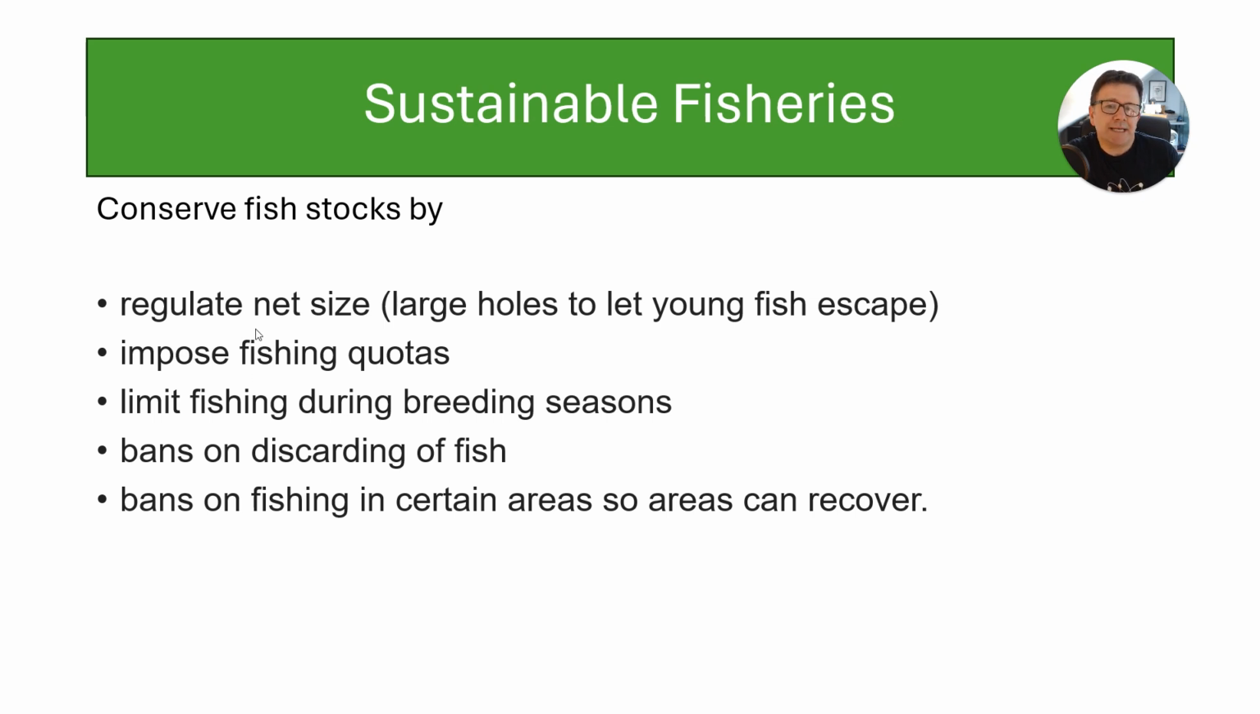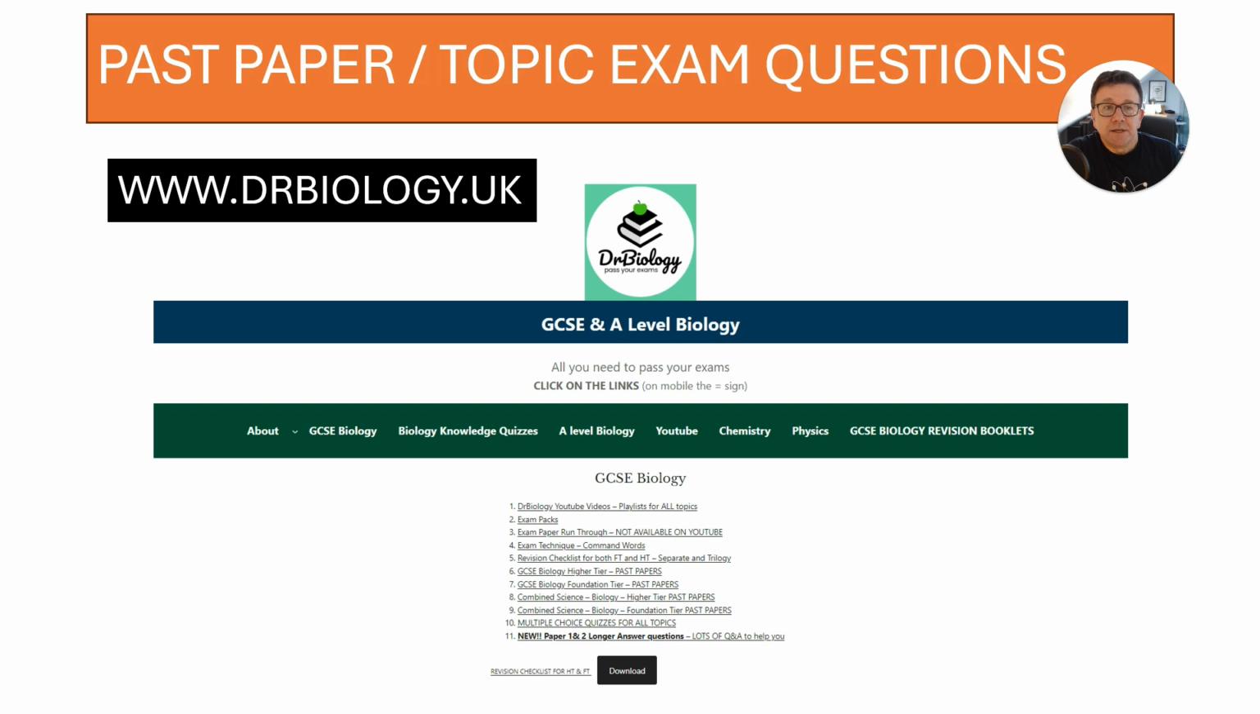So you need to regulate net sizes, so you have large holes in the nets to let young fish escape. You impose fishing quotas, so fishermen can only take out a certain weight of fish. You limit fishing so that you don't allow them to fish during breeding seasons. You don't discard fish, which they used to, and then you ban certain fishing in certain areas, so you have protected areas, conservation areas. Good. There's a lot there, so you might have to whiz through some of that yourself.